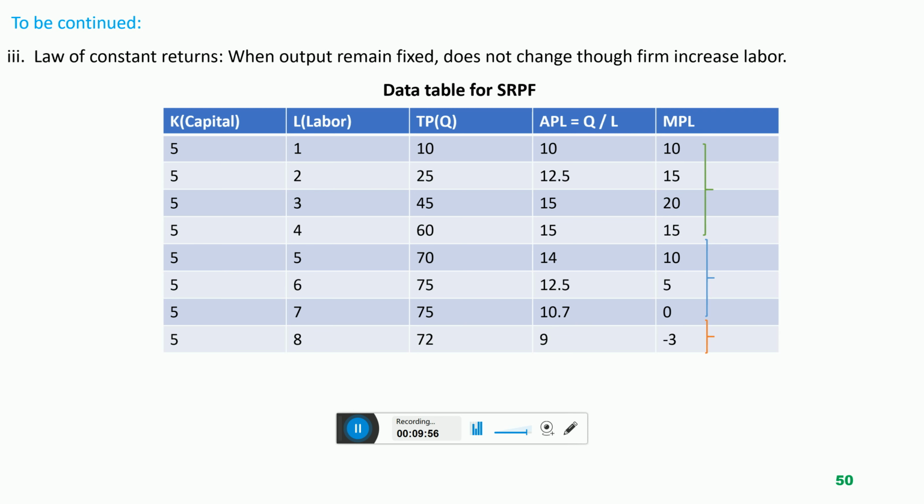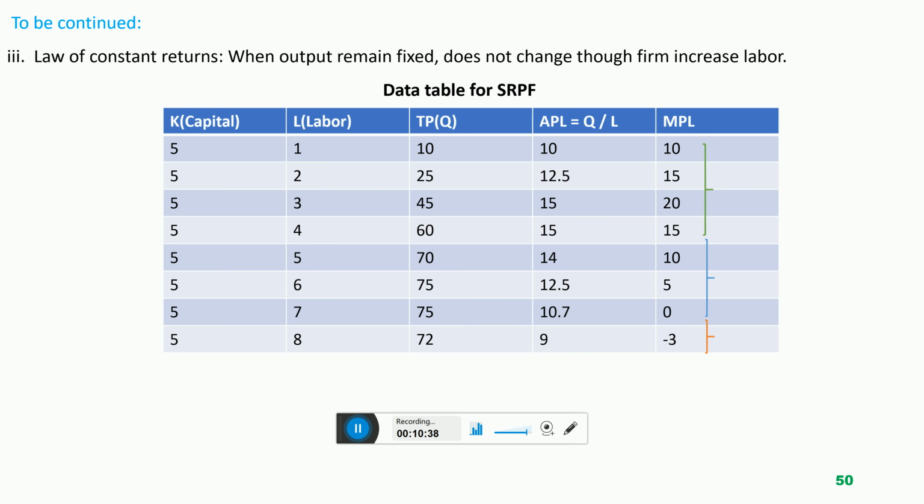Though there is a problem in the second stage: APL and MPL are diminishing, decreasing. In the second stage, APL is 14, 12, 10 and MPL is 10, 5, 0. This is diminishing, but still positive. Positive in the sense that output is increasing, though less. Output is increasing at a decreasing rate, but it is increasing. Fourth labor 60 units, fifth 70, sixth 75. So it is good to hire the fifth and sixth labor because the output is increasing, though at a low rate.